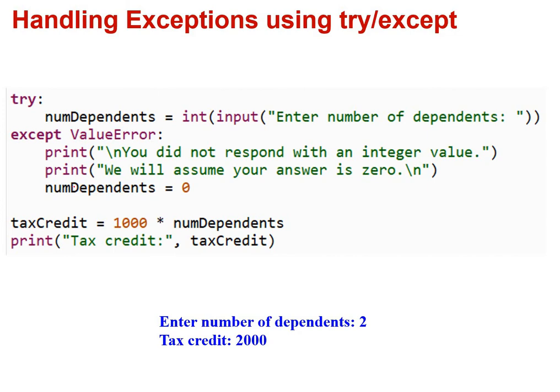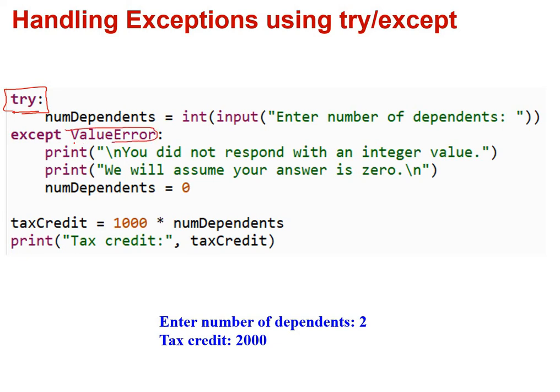I posted a few examples on Canvas, and I'll go through those in a bit, but this is one of the examples I posted. You have the try statement over here, and you're asking the user to enter the number of dependents. It's just giving the user the tax credits that the user will get. So you have the part of the program that can raise an error under the try statement.